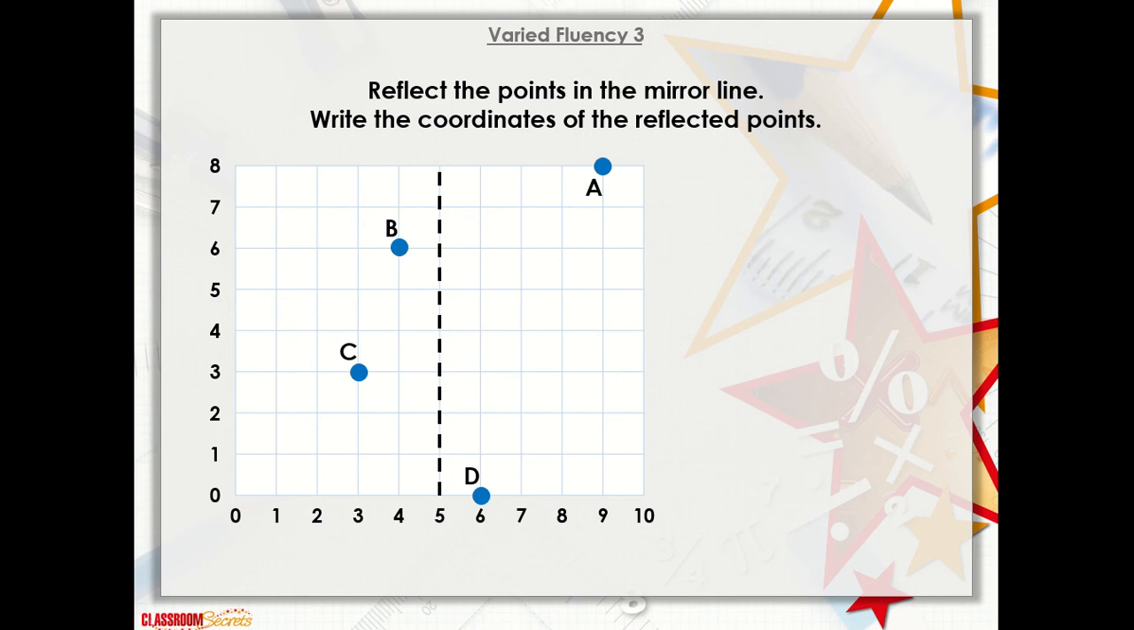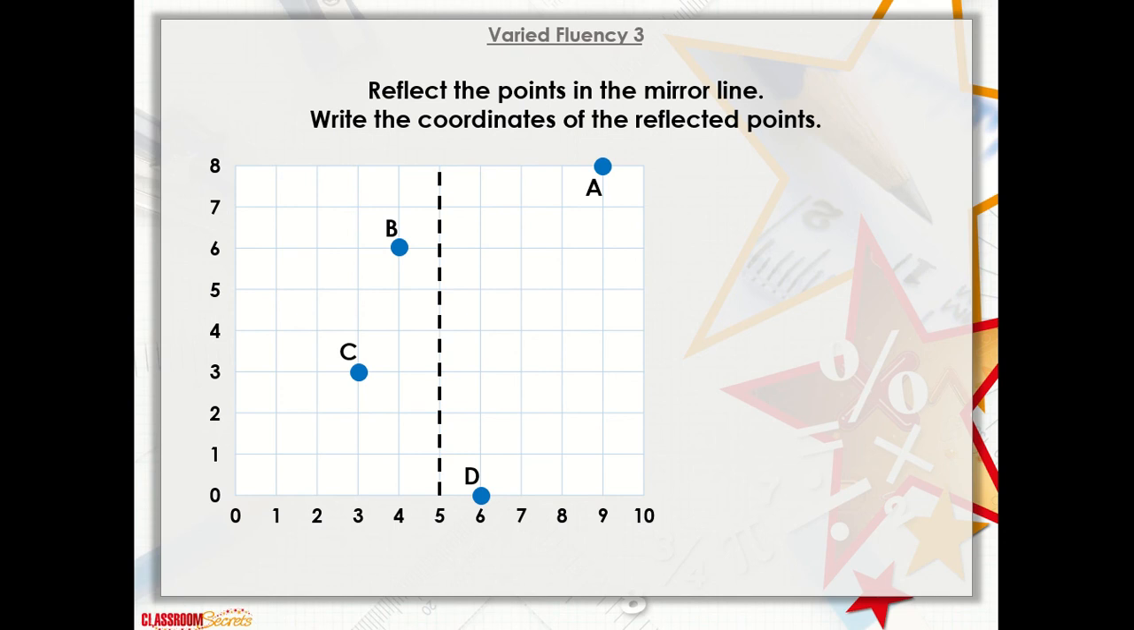My arrow's just disappeared. It keeps doing that. Let's bring it back. There it is. 1 along and 8 up. There is my reflection. So where my arrow is, that is a reflection of A. I wonder where the other points are.